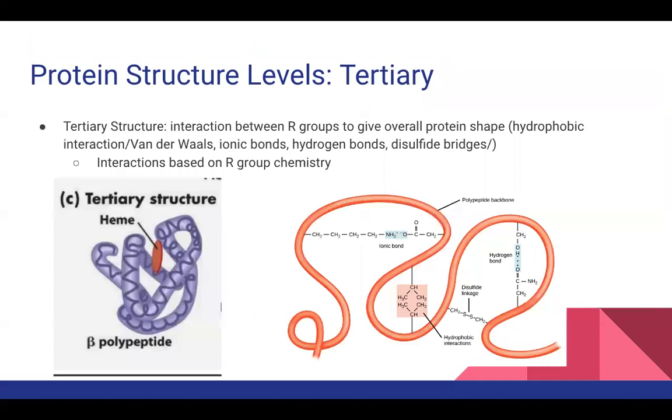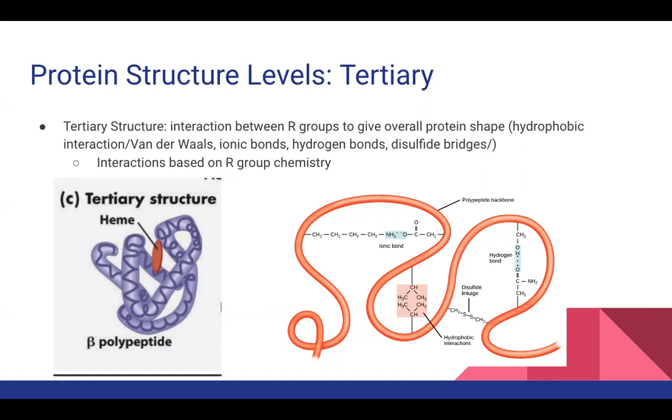Okay, and then we have the tertiary structures, and these form one polypeptide, and that one involves interactions between R groups. The types of interactions that we have could be hydrophobic, van der Waals, ionic bonds, hydrogen bonds, and we also could have disulfide bonds or bridges, and these form between cysteine amino acids, between the sulfurs of the cysteine.